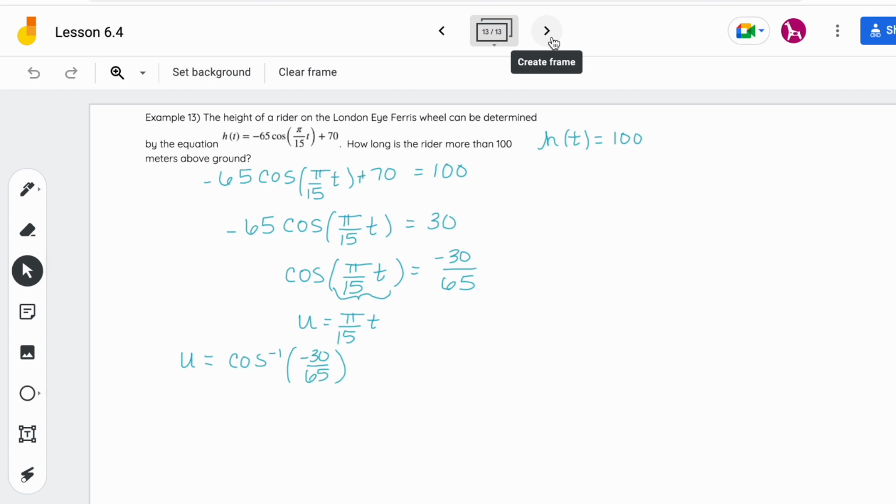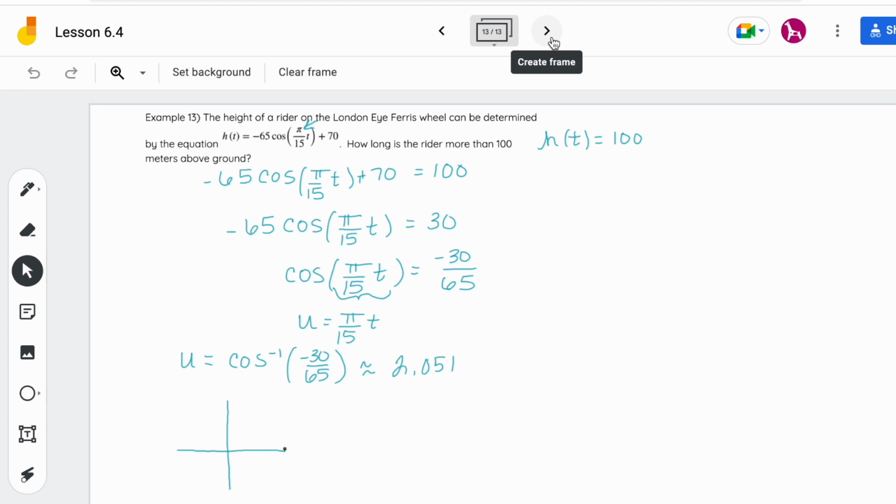All right, I can find u then by saying cosine inverse of negative 30 65ths. We're in pi, so that's our key to use radians. So we're at about 2.051 radians. Well, cosine, I know, is directly associated with our x values, and I know that I'm going to be negative for my x values in the third quadrant.